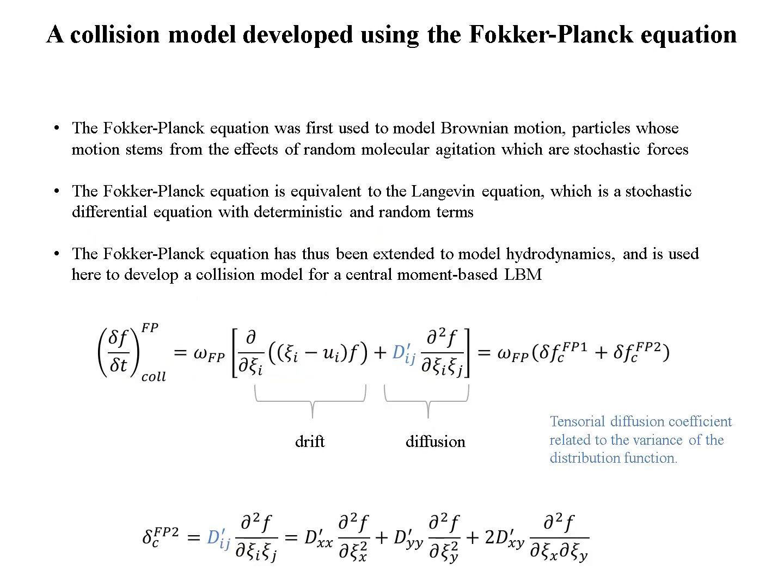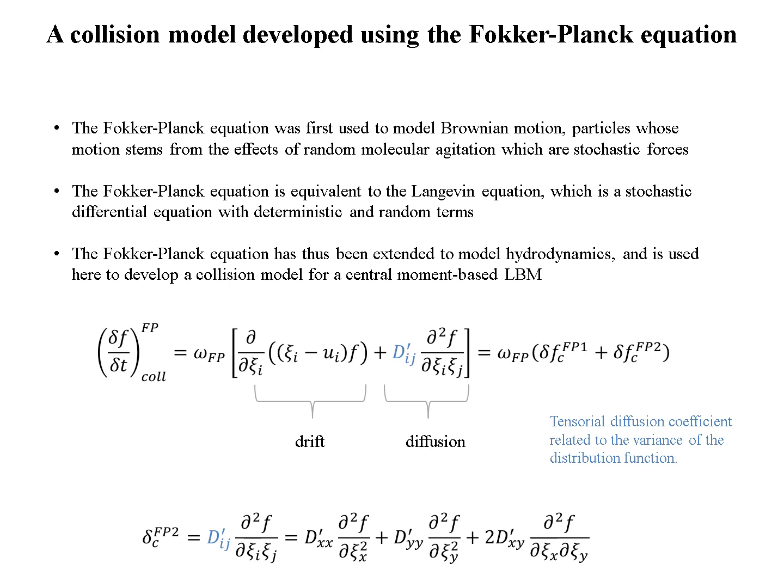The Fokker-Planck equation was originally used to model Brownian motion, which is particles whose motion comes from the effect of random molecular agitation. On the other hand, it's also equivalent to a Langevin equation, which has stochastic and deterministic terms. The Fokker-Planck equation has also been extended to model hydrodynamics.